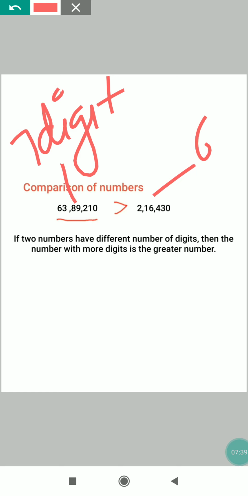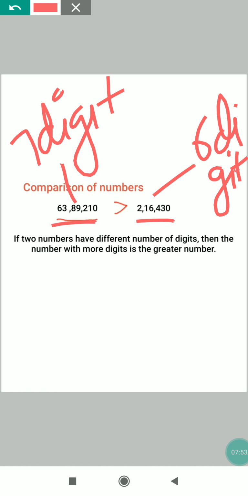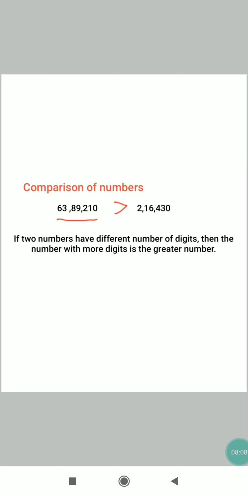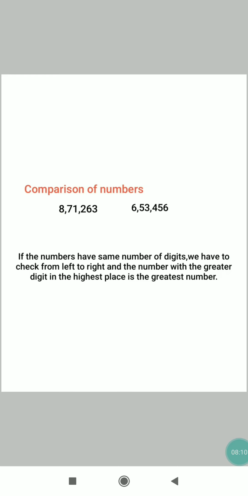And this is a 6 digit number. So when we have numbers like this, it's very easy to do the comparison, because the numbers of digits are unequal. One side is 7 digits, one side is 6 digits. So it's obvious that the number with more digits will become greater, and the number with fewer digits will become smaller. In the same way, student, the next statement is also there. In the next one, the same thing is written.